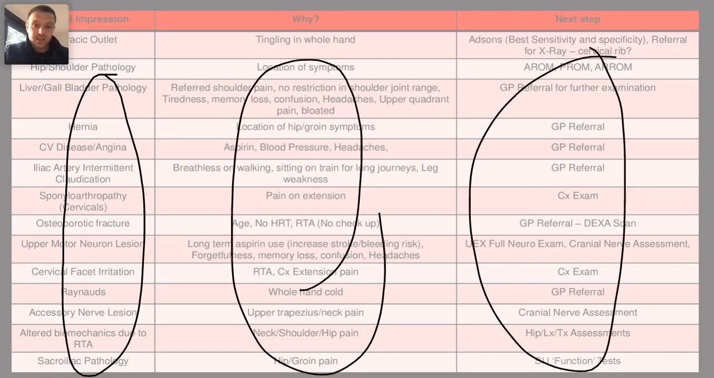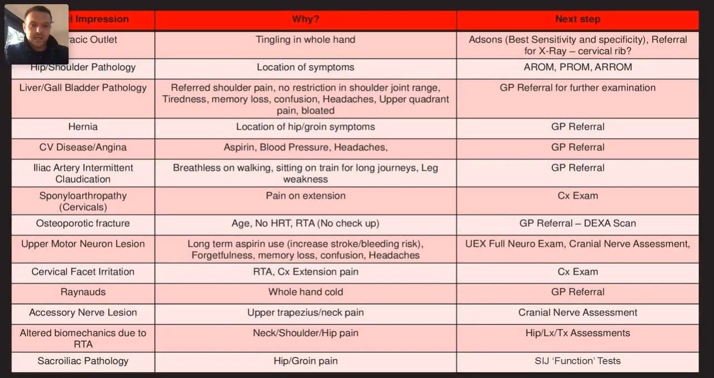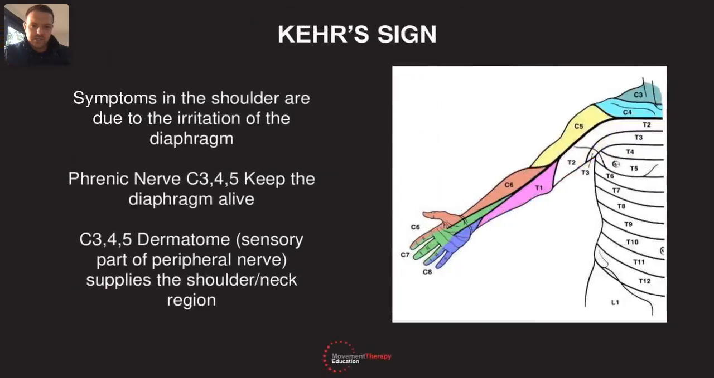And to be fair, the first question you need to ask: should I even do anything, or should I just refer this person? And in this particular case, I wouldn't touch her with a barge pole. She'd be straight out to the GP, getting a check for liver, gallbladder pathology. Okay, so that's what I would do with this one. I asked a couple of you about what's the mechanism for the liver causing pain into the shoulder.